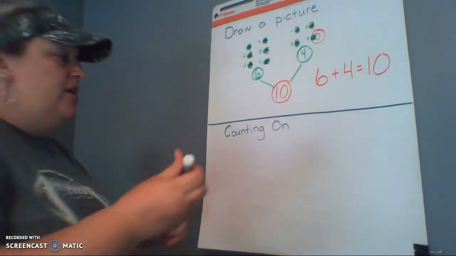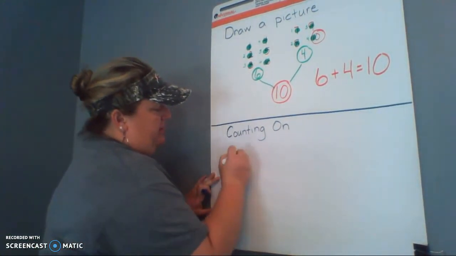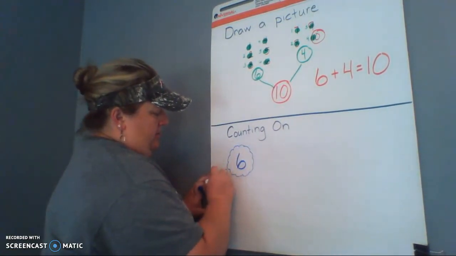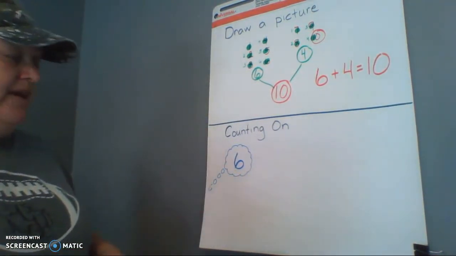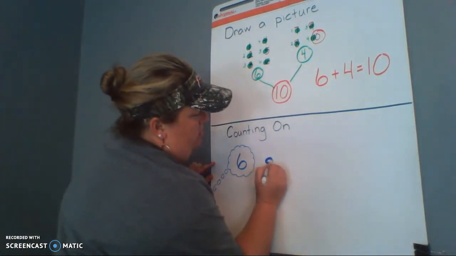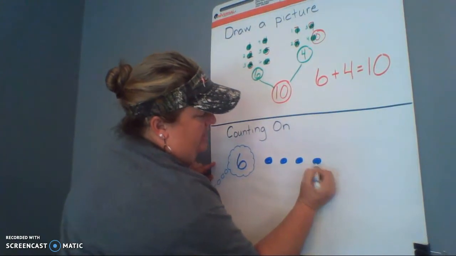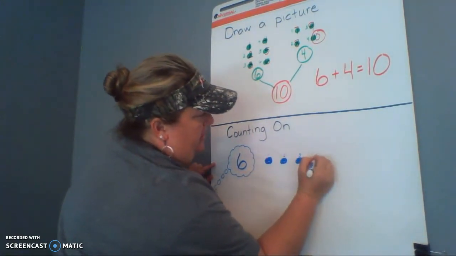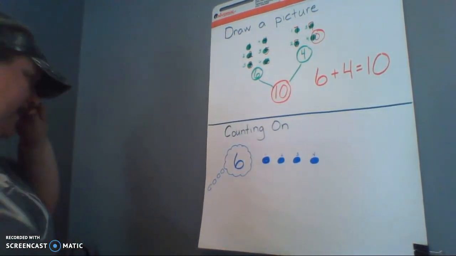But I know that I started with 6. So I'm going to put this inside my brain or inside my thinking bubble. Okay, so I had 6 and then she got 4 more. 1, 2, 3, and 4. So now all I have to do is I have to count on.